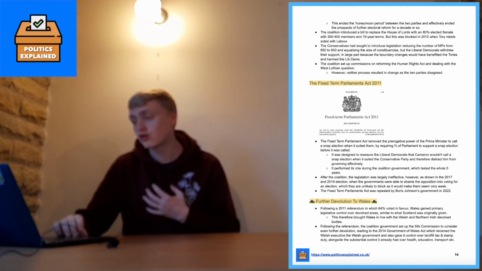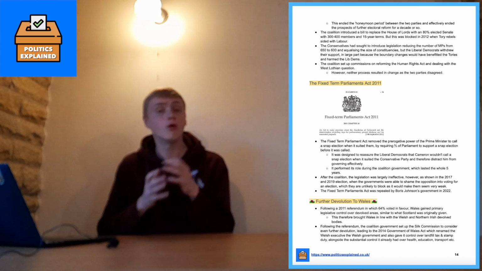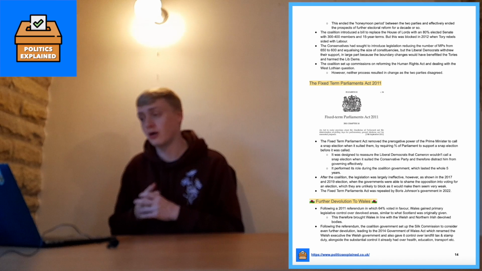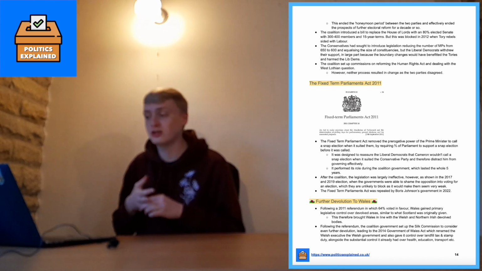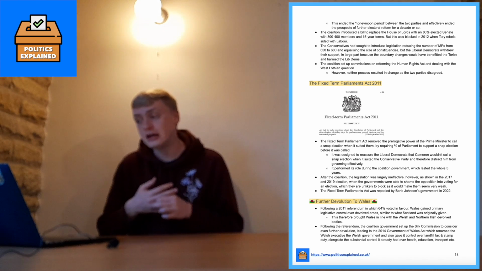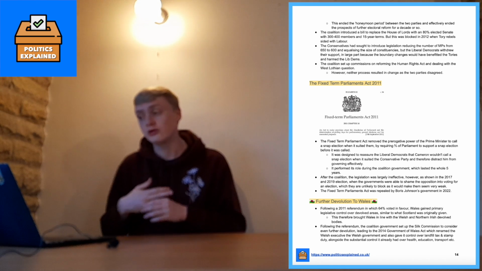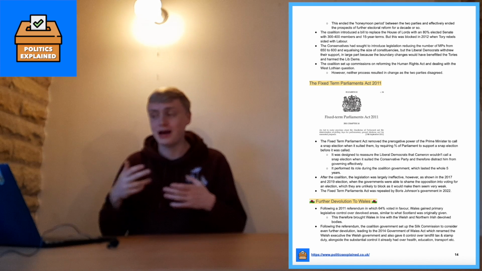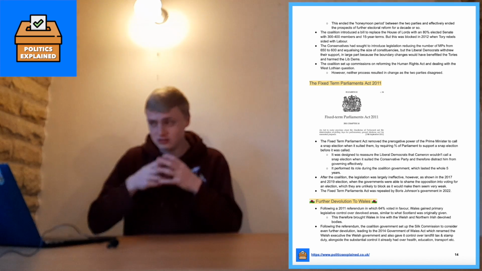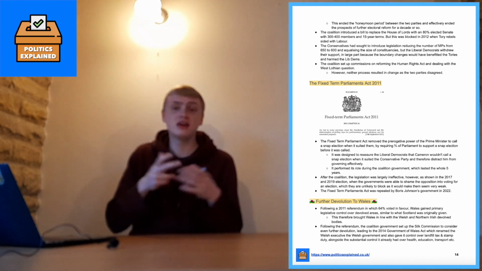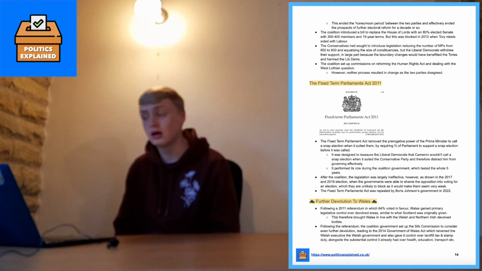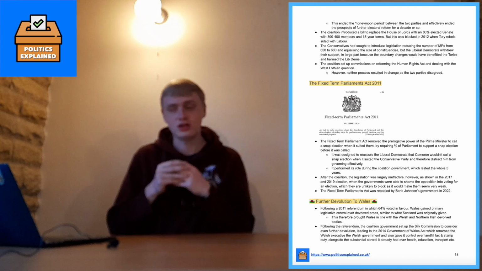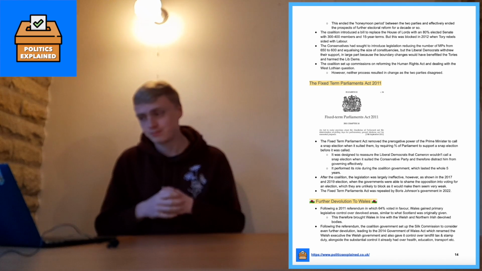It performed its role during the coalition government, which lasted the whole 5 years. After the coalition, however, the legislation was largely ineffective, as shown in the 2017 and 2019 elections, when the government were able to shame the opposition into voting for an election, which they were unlikely to block, as it would make them seem very weak, and give up an opportunity to win power. The Fixed Term Parliaments Act has now been repealed. It was repealed by Boris Johnson's government in 2022.